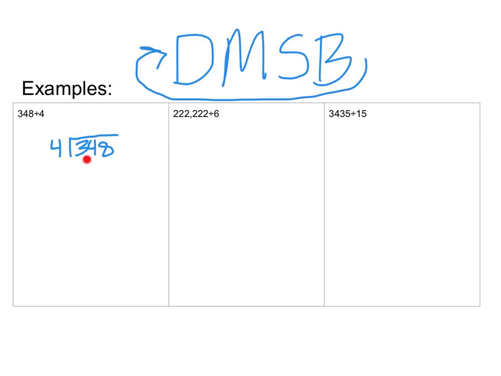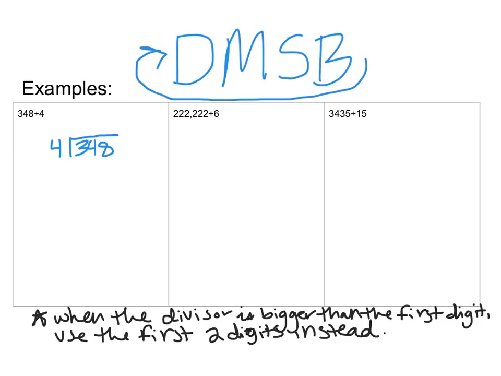So how many times does 4 go into 34? So we should write that down. When the divisor is bigger than the first digit, use the first 2 digits instead. So that means that I'm going to be seeing how many times 4 goes into 34, which is 8. That was my divide step.